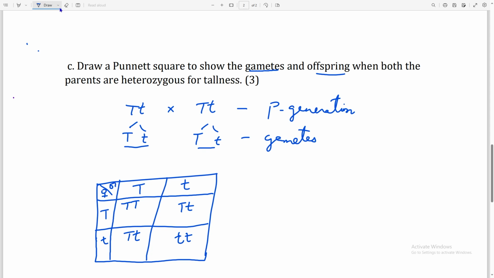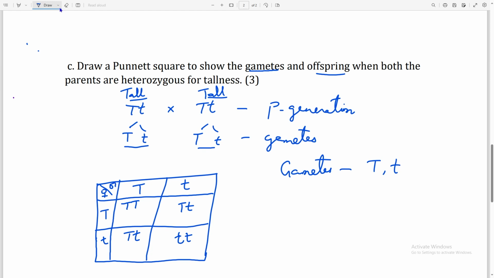So here you have to mention the parents. So it is mentioned P generation. So the parents tall, and here also it is tall. So you have to mention the gametes. Already you have written the gametes. So gametes, mention capital T, small t.